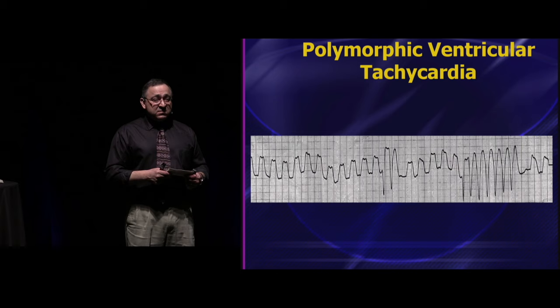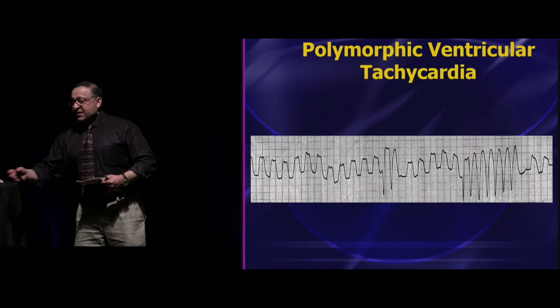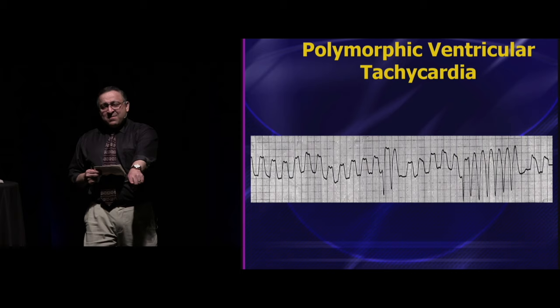Okay, now let's change the scenario. Let's say you've got this patient. You shock them out of it, now they're in sinus rhythm. So now you get a new 12 lead, they're in sinus rhythm, and you look at the 12 lead and you see a prolonged QT, and you say, oh my gosh, there's a prolonged QT. That means that must have been the torsade type of polymorphic VTAC.